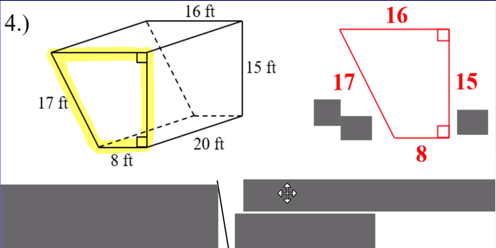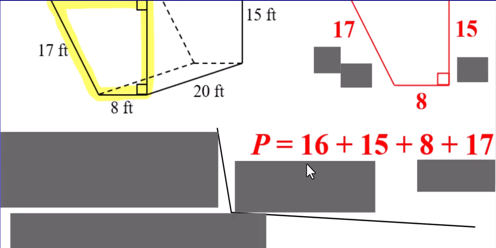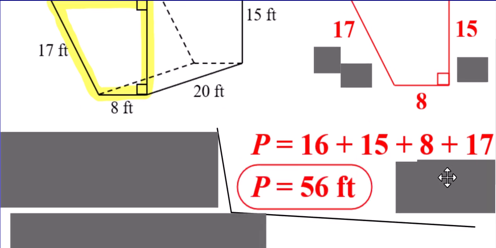Skipping ahead to perimeter, you would just add those 4 measurements together. You would not add the 20. The 20 is not on the trapezoid. The 20 is on the rectangles that's between the trapezoids. And the perimeter would be 56 feet.